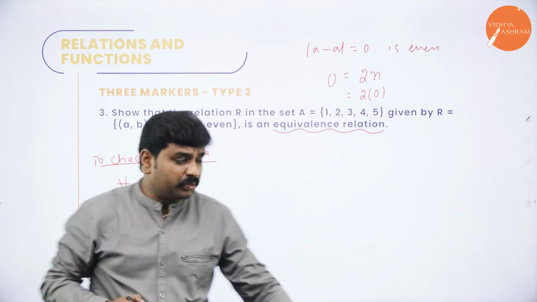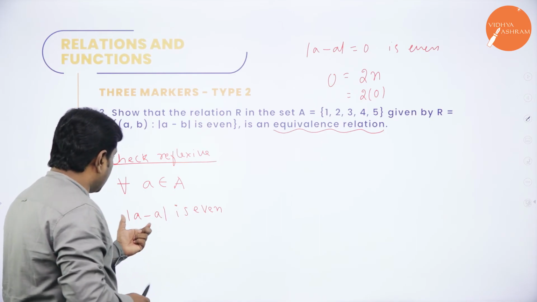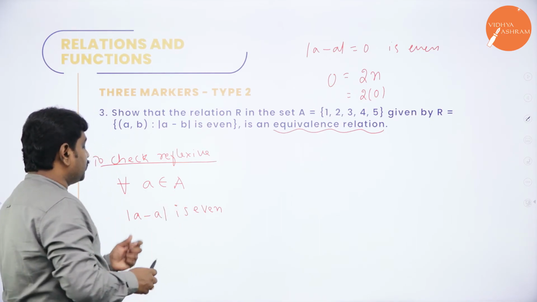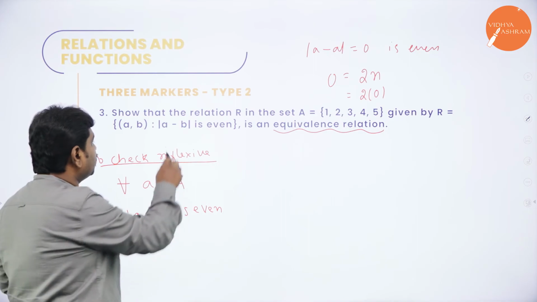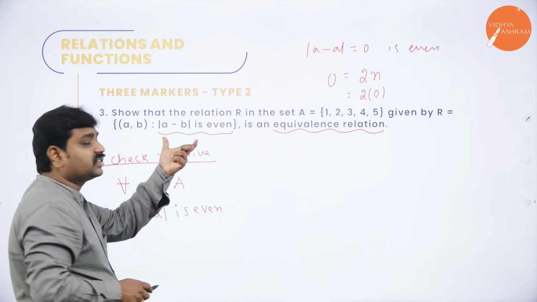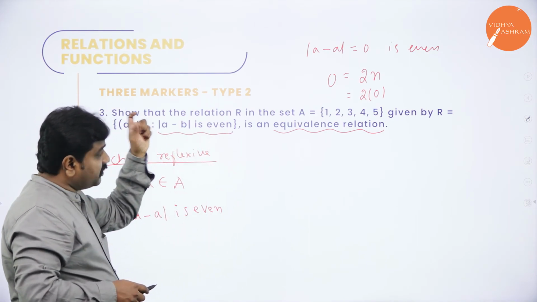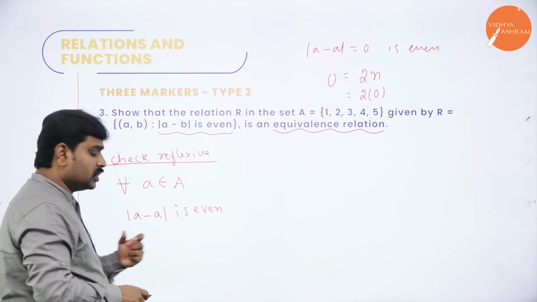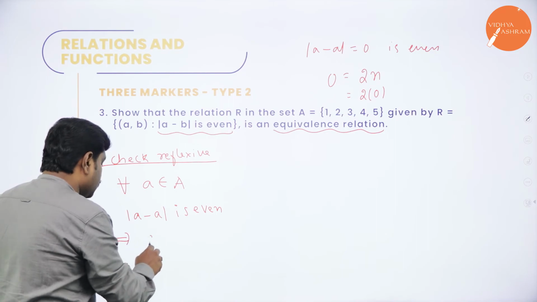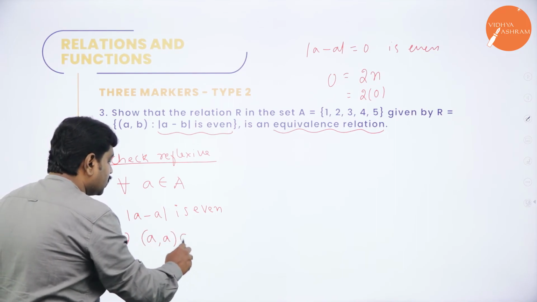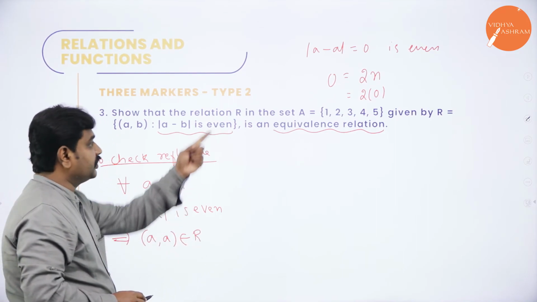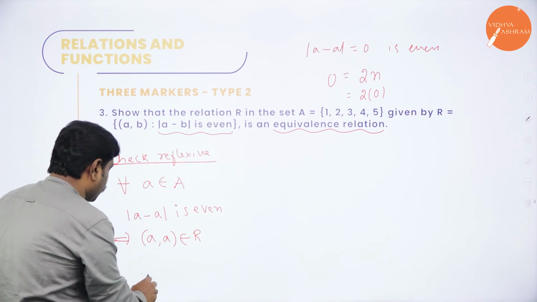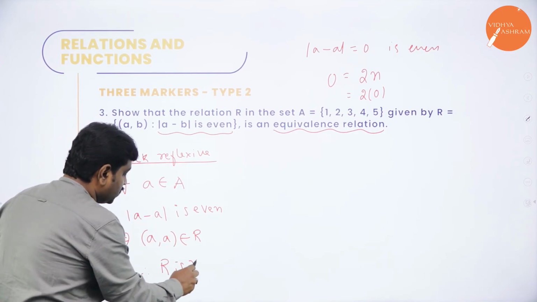So now coming to the point, for all A belongs to A, mod A minus A is even. Why am I writing this statement? I am writing this statement by seeing the question. In the question there is a guidance: mod A minus B, if it is even, then A,B belongs to R. If mod A minus A is even, this is true. That implies A comma A belongs to what? R. I took for all A belongs to the given set, I proved A comma A belongs to R. Therefore, R is what? Reflexive.